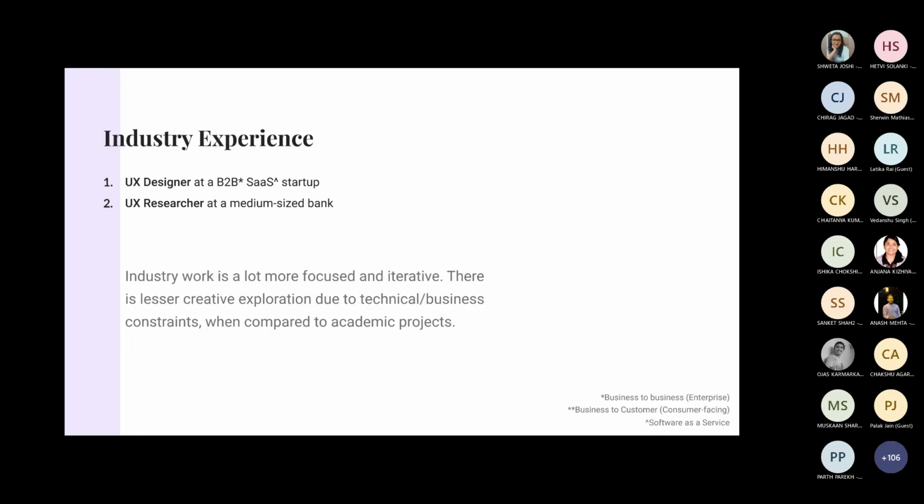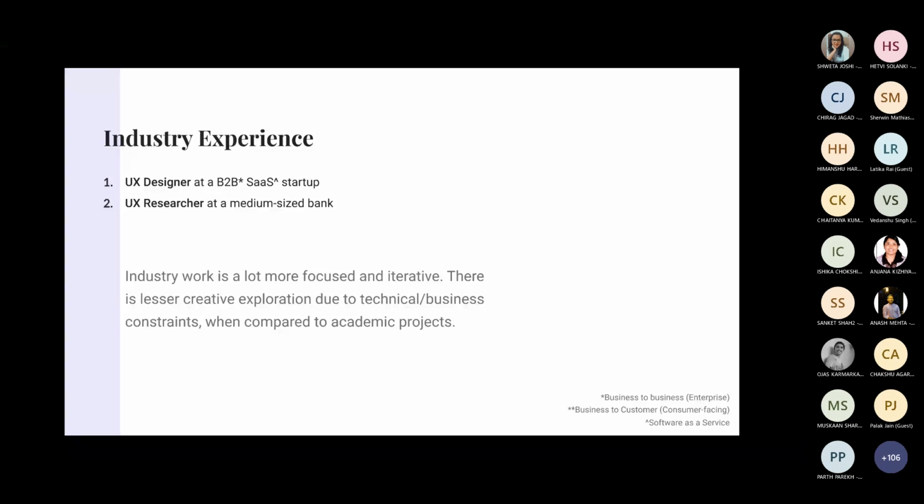So I was a UX designer at a startup which also had a B2B product, and I was the only UX designer there. So I again had to do UX research as well, just because it was a very small startup, a very small team. And right now I am a UX researcher at a medium-sized bank. So again, just trying to show that I did UX design, but I did not like working at that startup as much. So I decided that now I wanted to try how it was to be a UX researcher. So I'm doing that now.